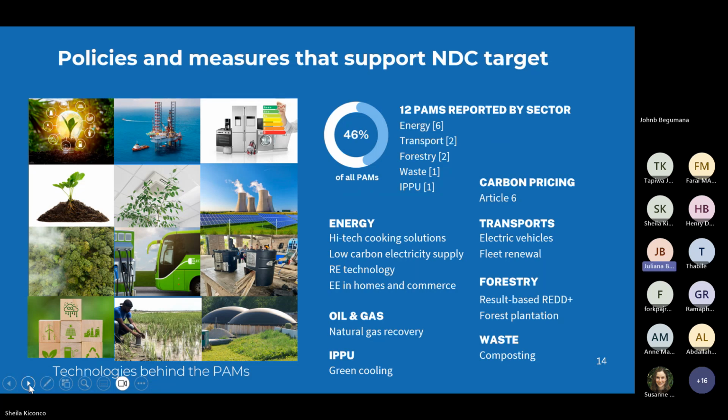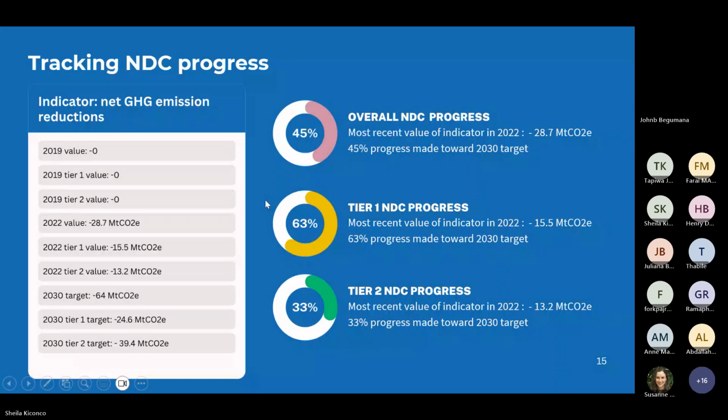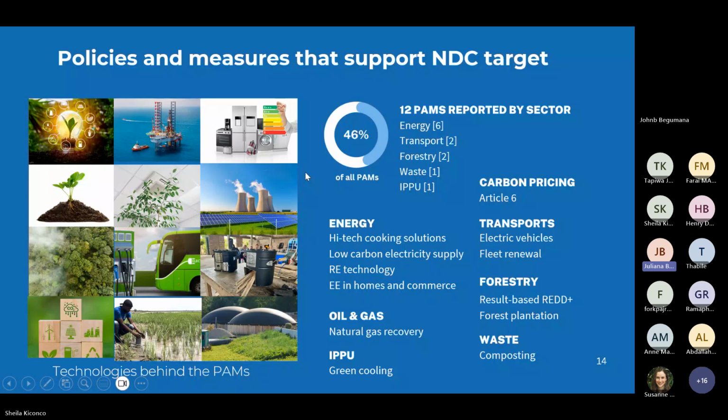Okay, so on the policies and measures that support our NDC target, we focused on 12 main policy actions in the areas of energy, oil and gas, IPPU, waste, forestry, and then transport, where different policy actions were taken into consideration. Next slide.